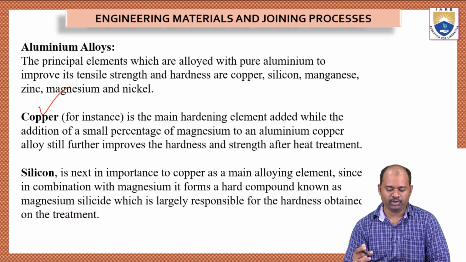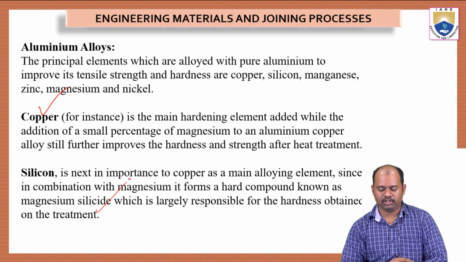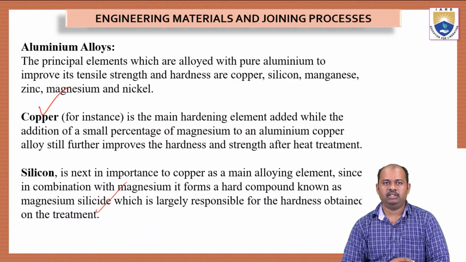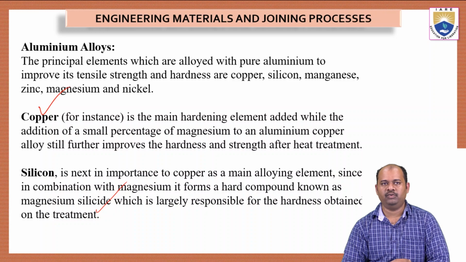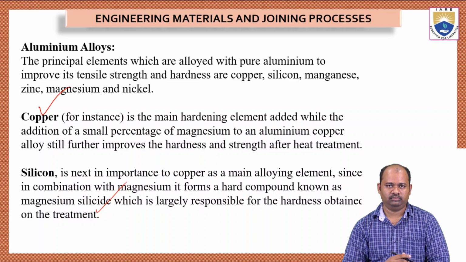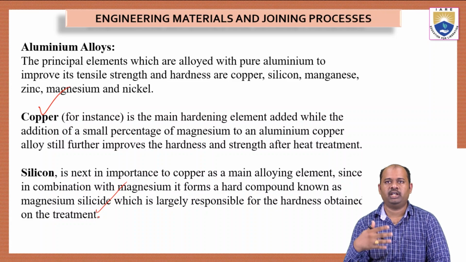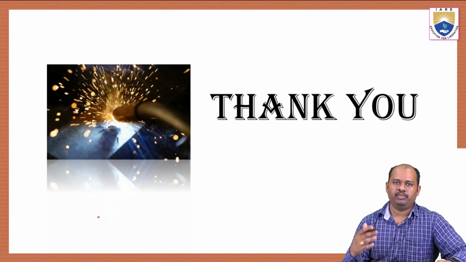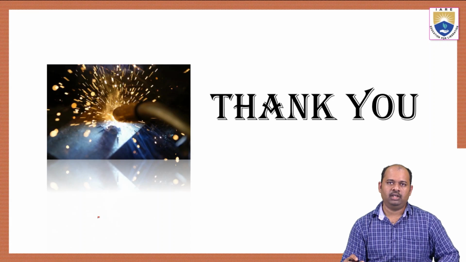Silicon is next in importance to copper as a main alloying element, since in combination with magnesium it forms a hard compound known as magnesium silicate, which is largely responsible for the hardness obtained on heat treatment. So when silicon is added to magnesium and this mixture is added to aluminum, we get magnesium silicate, which is very hard in nature and can be used to prepare tools also. These are some of the alloys. In the coming lectures, we are going to see the different types of alloys that can be prepared using aluminum, and further we are going to study other metals like copper, etc.